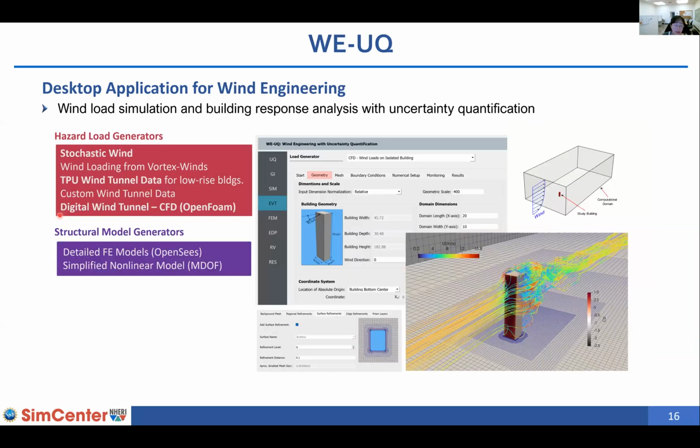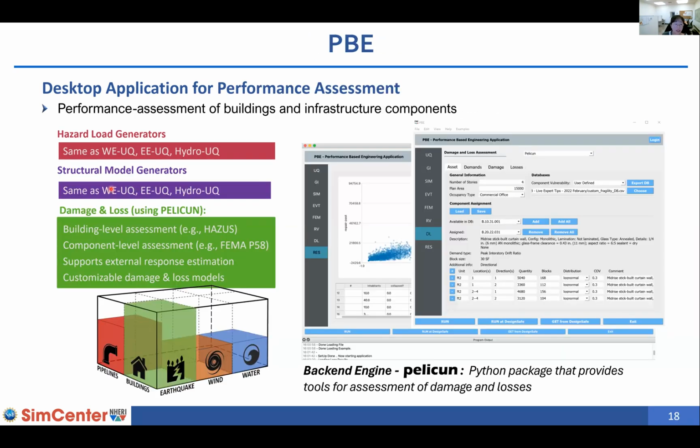I also want to mention that we link with the wind tunnel experimental database as well. That can be used as the input of the structural model. And then the third level tool is performance-based engineering. We have the same hazard and structure modeling tools, but we also have different options for damage and loss assessment with different fidelities for different building types and different hazard types. Here we rely on the backend called Pelicun. This is a Python package, so you can also take this package to other Python scripts and use it independently from the user interface if that's easier.